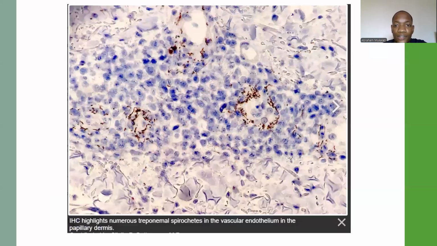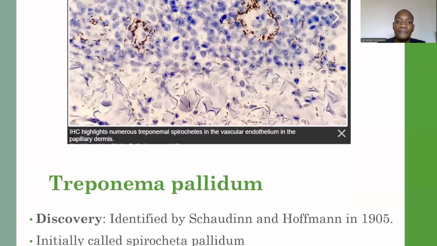This is another one. Now this one I try to put to show you that when you do immunostaining, you see that, for example, this was a blood vessel here, but now the wall is almost obliterated, and then you have this infiltration of these spirochetes or these bacteria. And all of these ones are what you call the spirochetes or the Treponema pallidum.